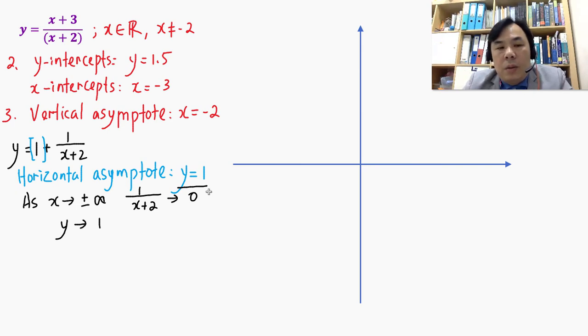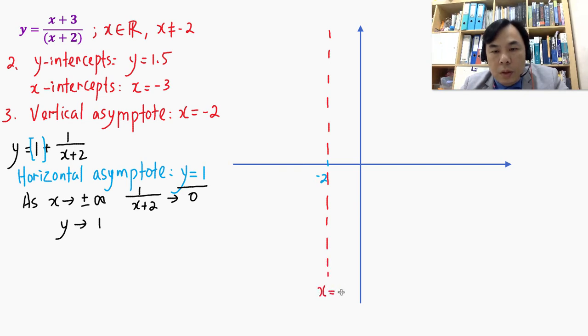Or in the exam itself, you don't really need to write this testing condition. You can identify the horizontal asymptote directly from this proper rational function structure. Okay, so once we have done that, we're going to put in our labels now. We have our vertical asymptote at x equals -2. So -2 here, I'm going to label that. Dotted lines, don't forget. So x equals -2.